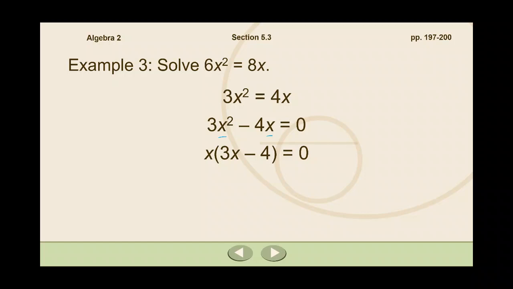I can use my zero product property here because I've got this term times this term equals 0. So one possible solution is that x would be 0. If x is 0, the whole equation would be equal to 0. We have that value. Or I can say 3x minus 4 is 0. X would be equal to 4/3. These are my two possible solutions for this equation.